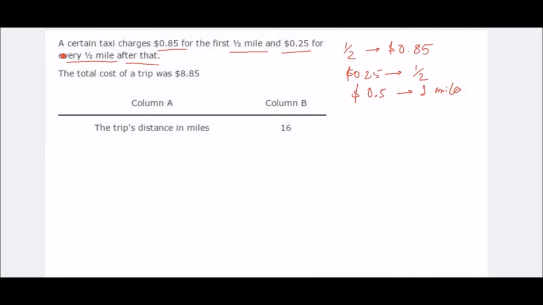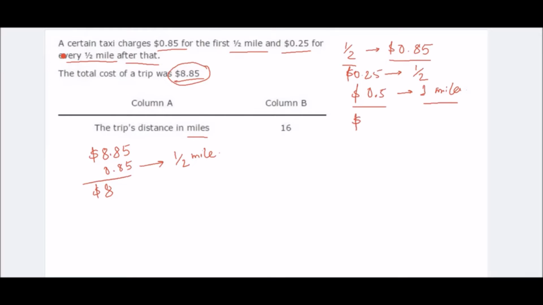So now here the total cost of a trip was $8.85. We have to find out for column A the trip distance in miles, that is the total distance the trip was, and for column B, given 16. So total price is $8.85, and here we know that the first half mile charges $0.85. So when we subtract it, $8 remains. That will be for the rest of the trip, and see, $0.5 for 1 mile.